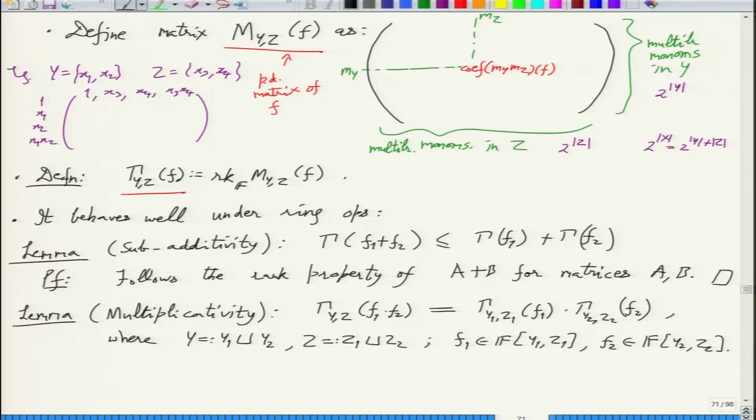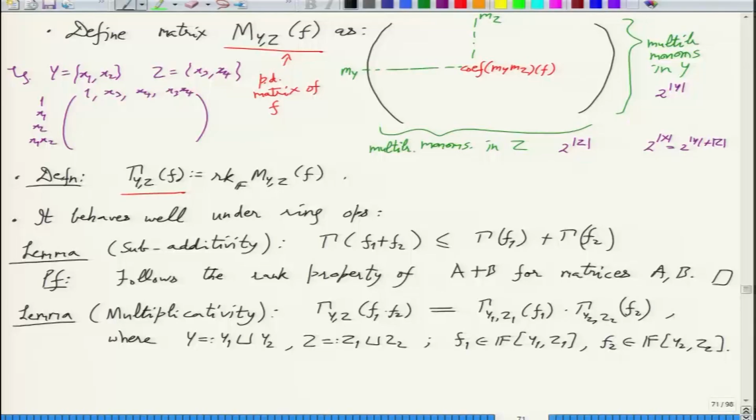So F1 is basically on the variables Y1 union Z1. So it has its own measure, its own matrix, and F2 is on Y2 union Z2 variables. It has its own matrix, and then when you multiply them, you will take essentially the row variables of F1 and row variables of F2 union, and the same thing with columns. Is the statement clear? So what is the proof of this?